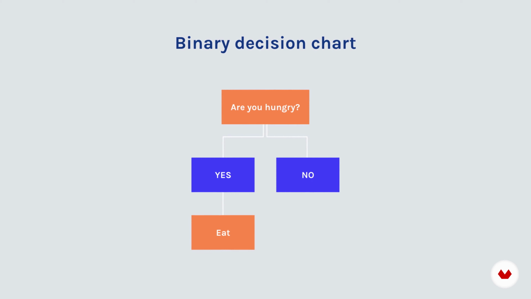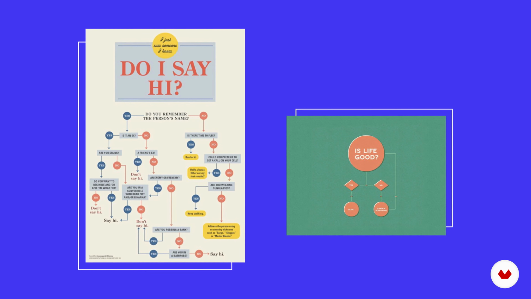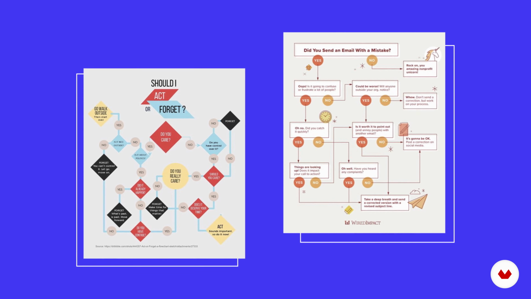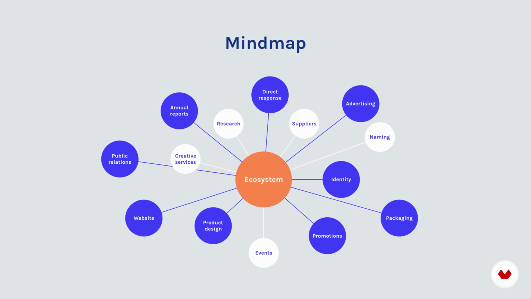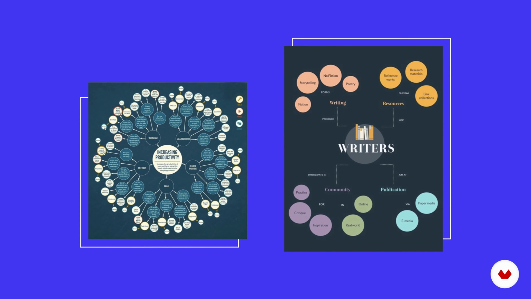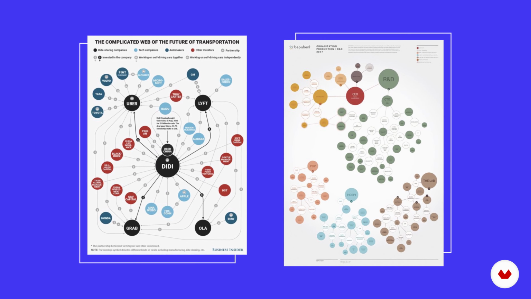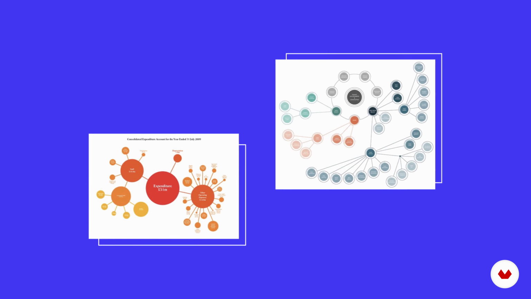Next, we have a binary decision chart, also known as yes-no chart. This is another kind of flow chart that is composed of questions and possible answers that lead you to a decision. And lastly, we have a mind map. Mind map explores a concept by assigning different associations to it. Sometimes you will find mind maps with multiple concept explorations that are connected between them, like in these examples.